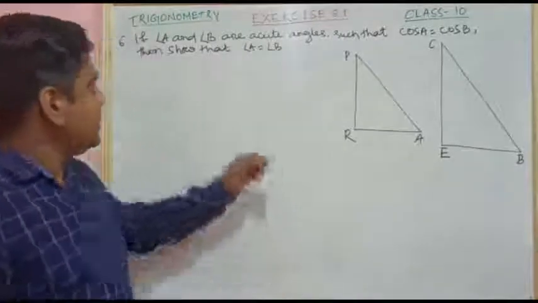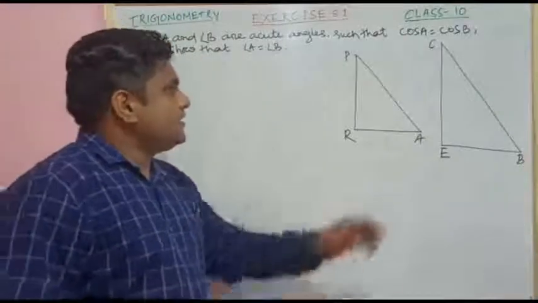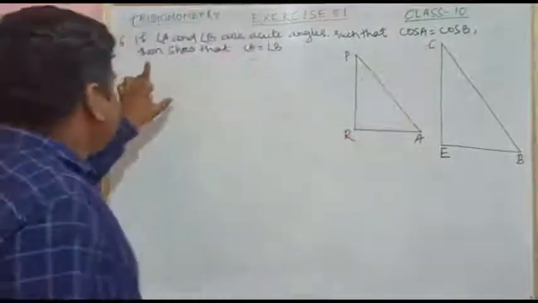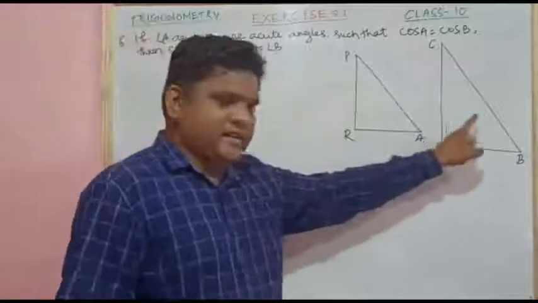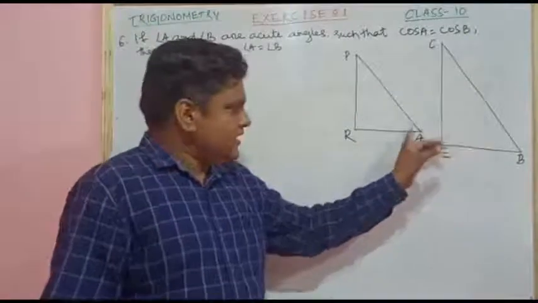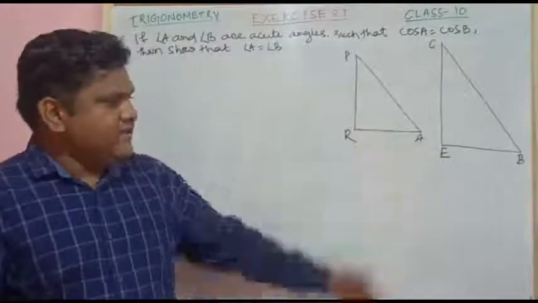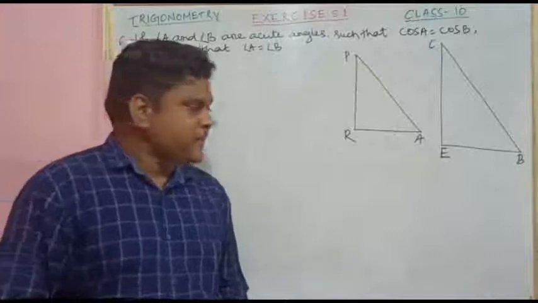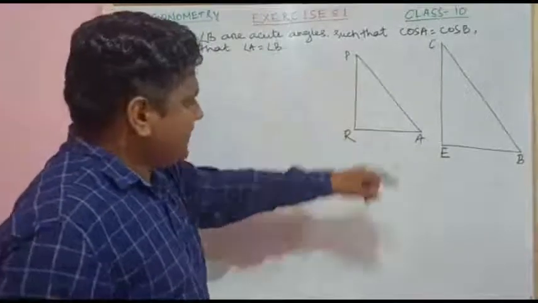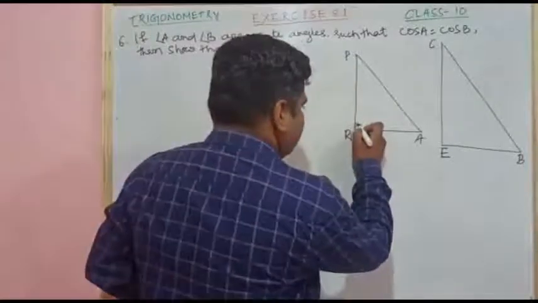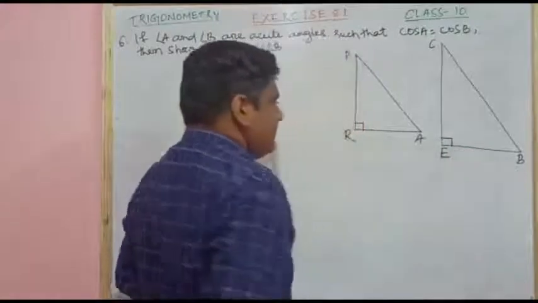Let's take the next one, number 6. If A and B are acute angles such that cos A equals cos B, then show that angle A and angle B are equal. Let's take two different triangles. We can also take A and B as angles of one triangle, but we have taken A and B as angles of two separate triangles. The proof will be similar. So in triangle PRA, angle R is 90 degrees. In triangle CEB, angle E is 90 degrees.